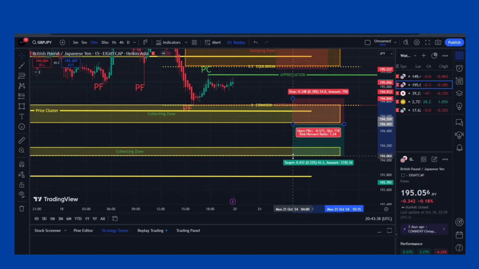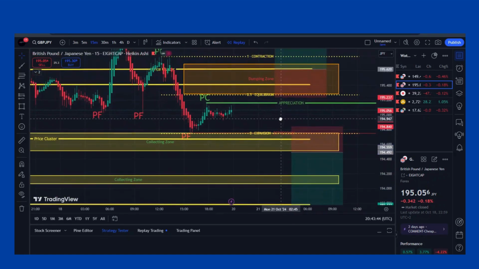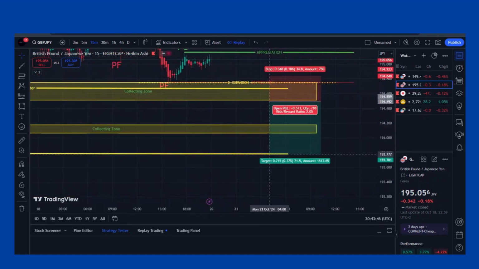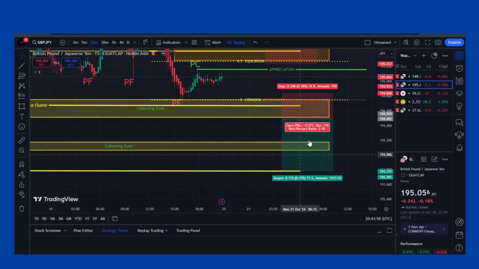Once it breaks this key zone, then I'll be looking for the price to bounce from a price cluster, and then I'll do the other entry model analysis as soon as the price gets to the price cluster in the downward movement, and then I'll be looking for a reversal of the price or the price going in the downward momentum.